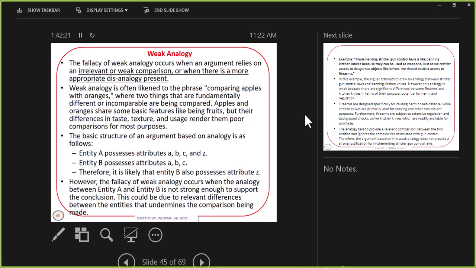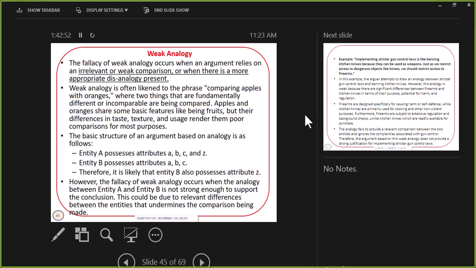Right, the basic structure of an argument based on analogy, as you can remember from the first chapter: entity A possesses attributes A, B, C, Z; entity B possesses attributes A, B, C; therefore it's likely that entity B also possesses attribute Z. However, the fallacy of weak analogy occurs when the analogy between entity A and entity B is not strong enough to support the conclusion. The conclusion could be weak due to what? Relevant differences between the entities that undermine the comparison being made. Right? It's also known as comparing apples with oranges.